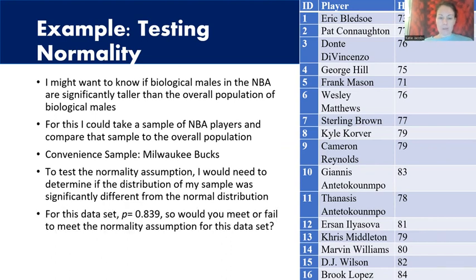So for this data set, our p-value equals 0.839. Will we meet or violate the normality assumption for this data set? You would meet it. All you have to do is look at that p-value.